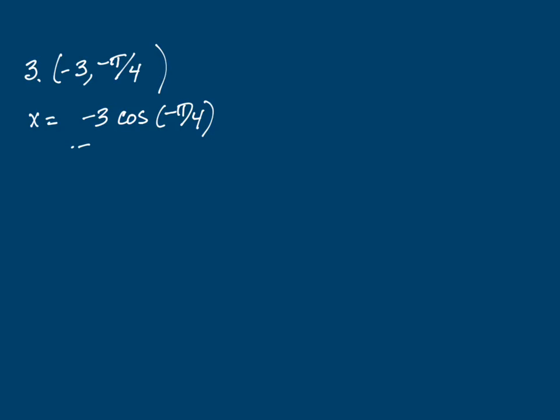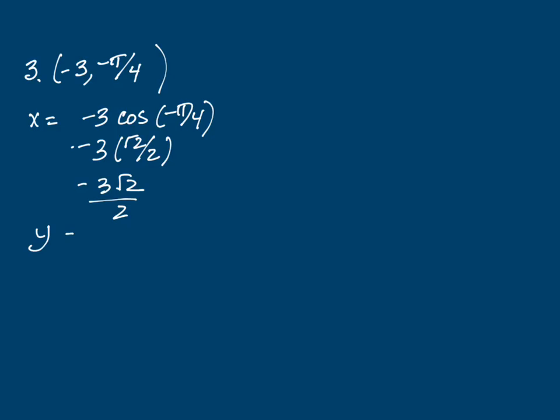Okay, on to number 3. Still going from polar to rectangular, we have negative 3 and negative pi over 4. And let's see, so that would be x equals negative 3 cosine of negative pi over 4. So going backwards on the unit circle, this would be in quadrant 4, which would be positive square root of 2 over 2 for cosine. So that would be negative 3 square root of 2 over 2.